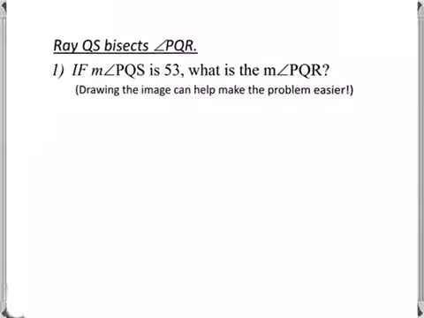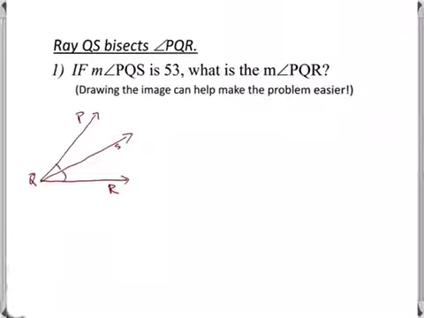If the measure of angle PQS is 53, what is the measure of angle PQR? They tell us that ray QS bisects PQR. So we need to draw the diagram just quickly. We've got PQR, and then we know that QS bisects it. So S is here. And we're not really drawing this to scale. We're just kind of getting the feel for it.